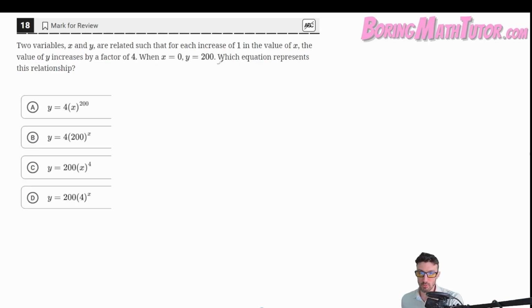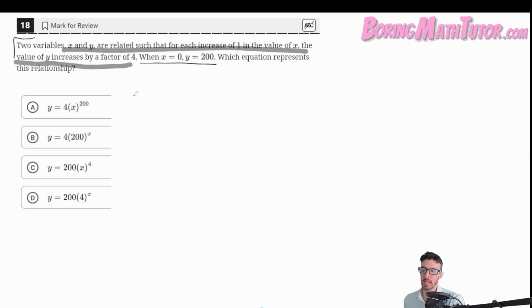All right, so my habit is always to read the actual question first, which equation represents this relationship, but that's obviously not getting me anywhere. I have to read this. 2 variables, x and y, are related such that for each increase of 1 in the value of x, the value of y increases by a factor of 4, and also when x is equal to 0, y is equal to 200.